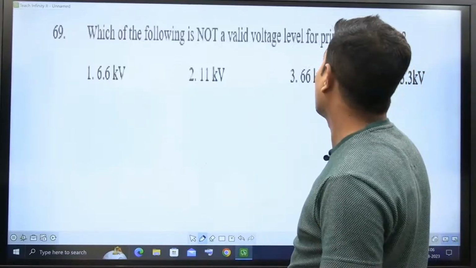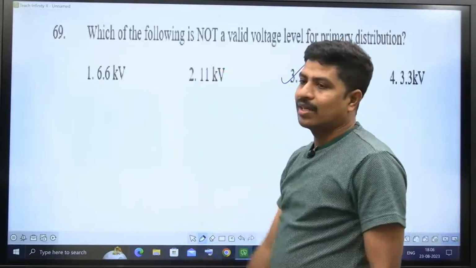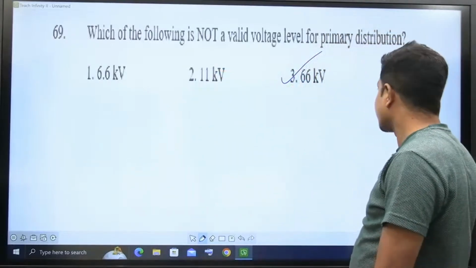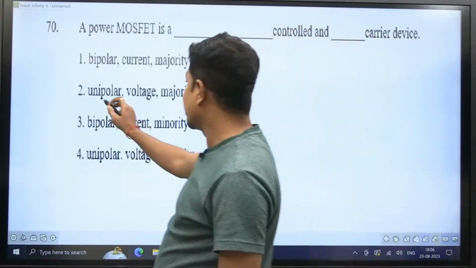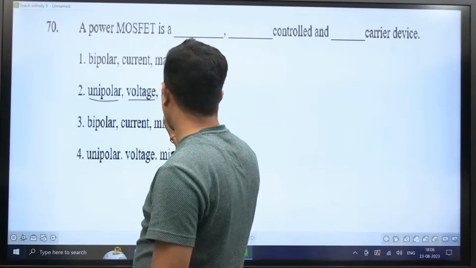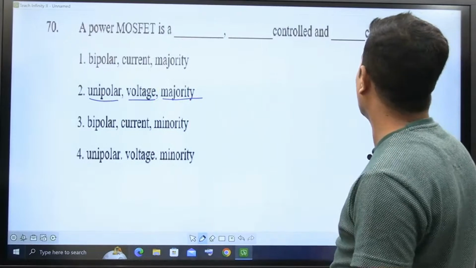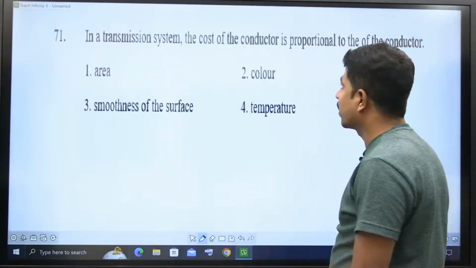Which of the following is not a valid voltage for primary distribution? 66 kV. See, 66 kV is a transmission level voltage, not a distribution level voltage. Next, a power MOSFET is a unipolar, voltage-controlled, majority carrier device.